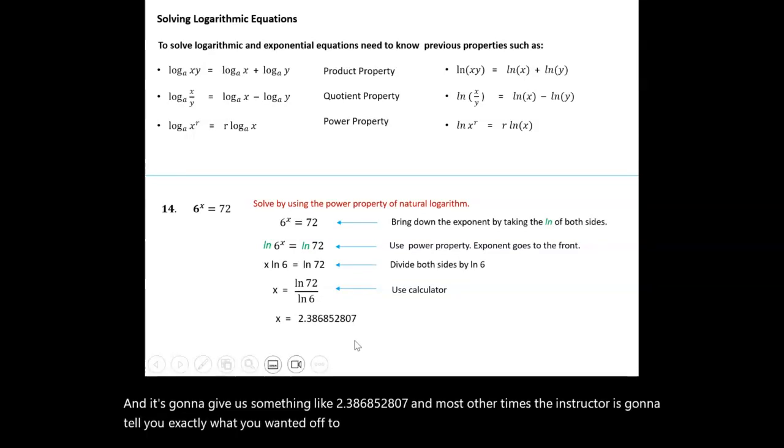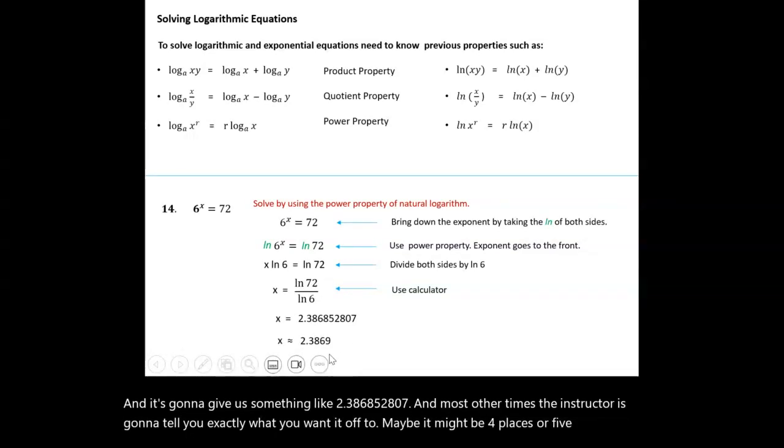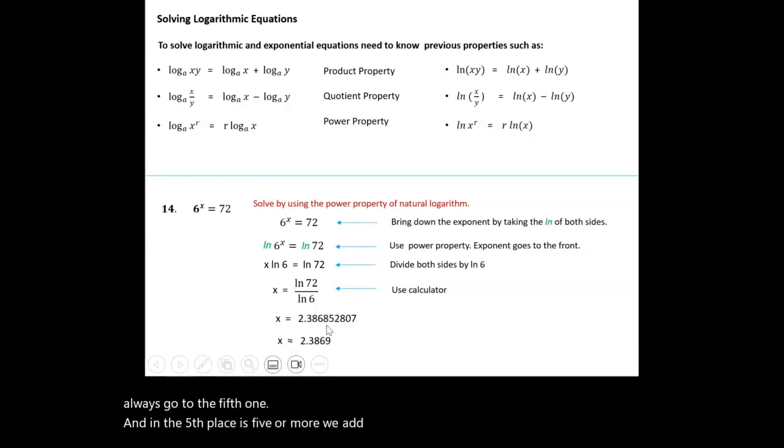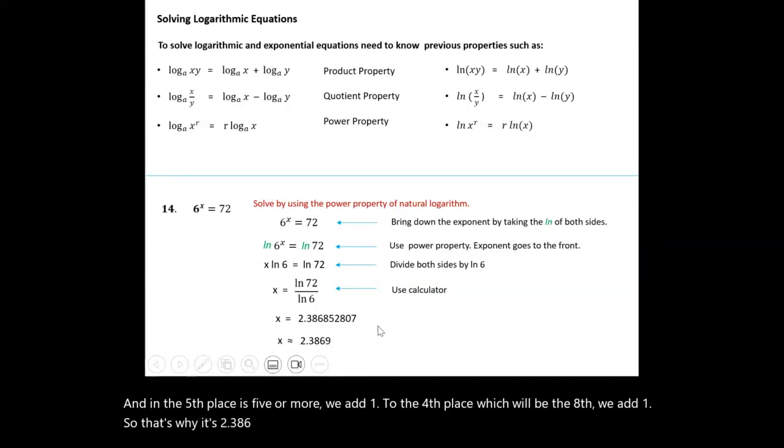Maybe it might be 4 places or 5 places. Here they wanted 4 places. So if it's 4 places, we have 2.38685. For 4 places, we always go to the 5th one. If the 5th place is 5 or more, we add 1 to the 4th place, which would be the 8, we add 1. So that's why it's 2.3869.